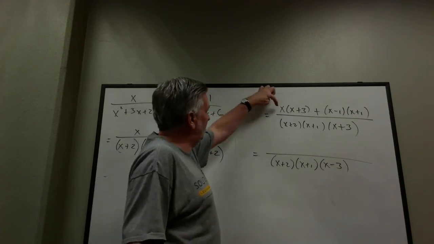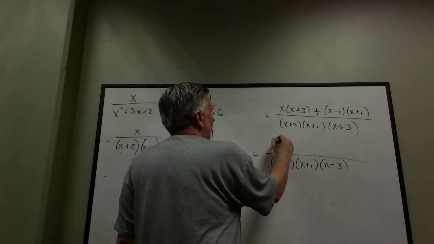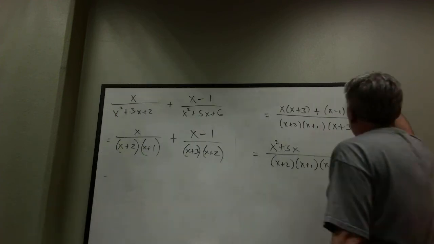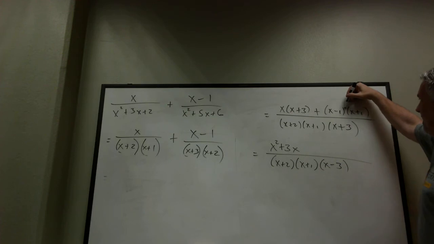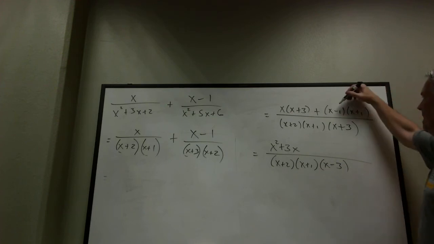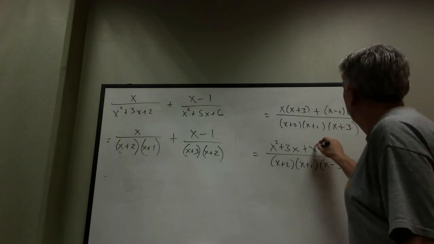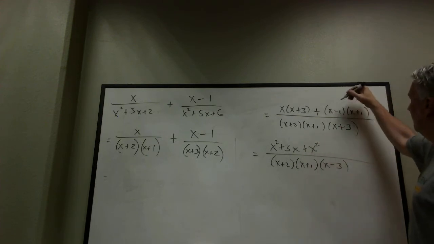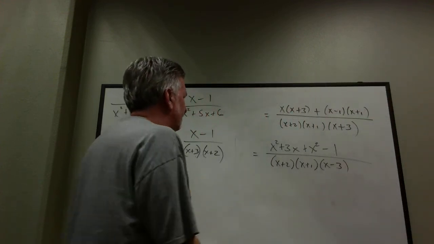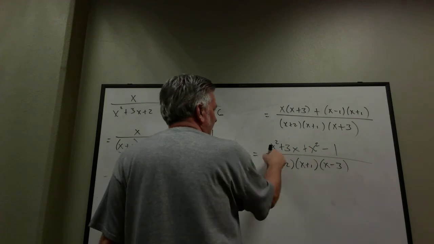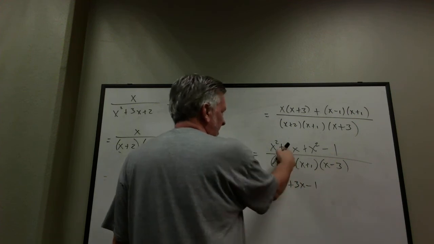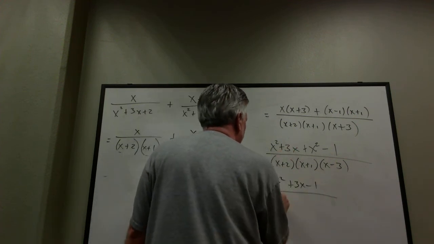Okay, so let me distribute x times x plus 3. That's x squared plus 3x. And now notice this is a minus b, a plus b. That's the formula for the difference of squares. So I know this is going to come out to be x squared minus 1. But if you FOIL it out, you get x squared, minus x plus x, that's 0, and then minus 1. So if you combine like terms, I have an x squared plus x squared. That's 2x squared plus 3x minus 1. I usually write polynomials highest power to lowest power.